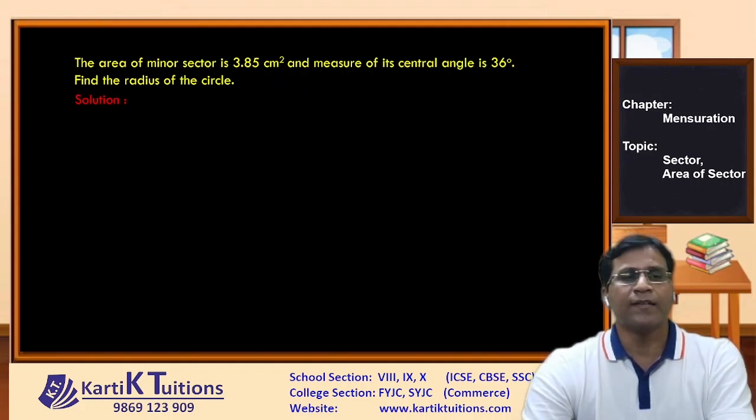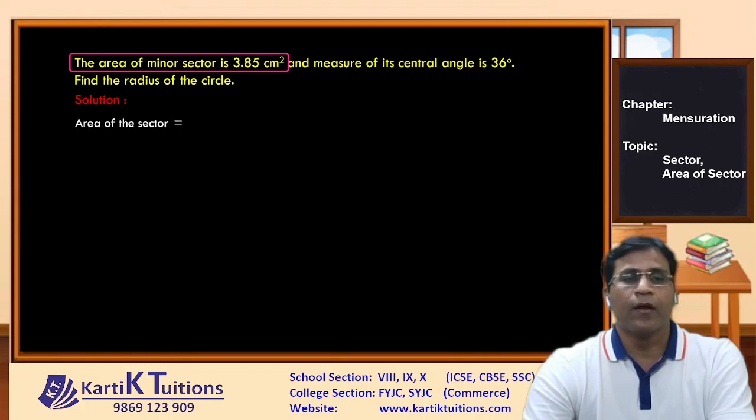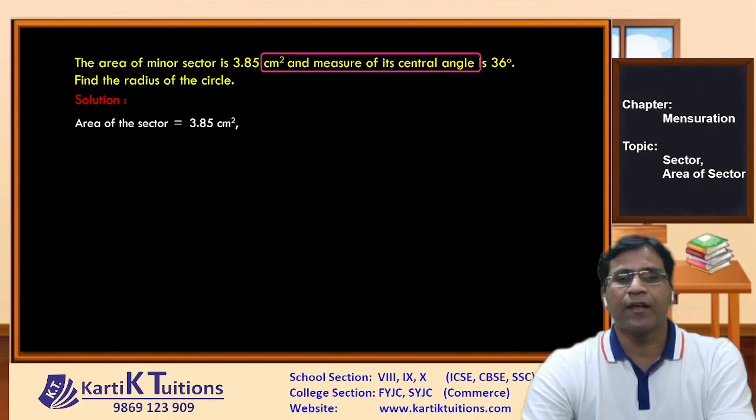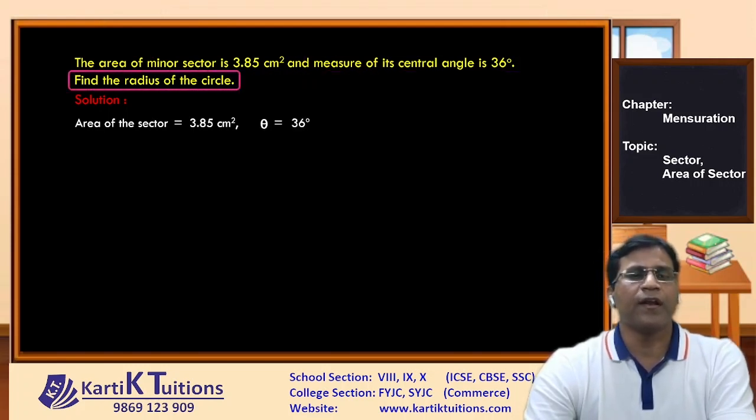The area of minor sector is 3.85 centimeter square and the measure of its central angle is 36 degree. Find the radius of the circle. अभी इस सम में अपने को एरिया ऑफ माइनर सेक्टर दिया है, that is 3.85 centimeter square, and the measure of its central angle, that is theta, is given to us as 36 degree. And they have asked us to find the radius of the circle.